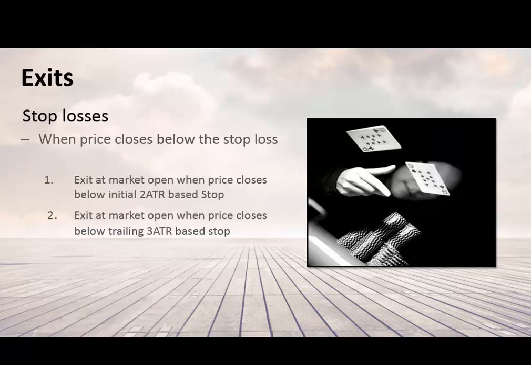So when we're setting our initial 2 ATR base stop, should the price move against us and close below that initial 2 ATR base stop, then that's the signal for us to exit at the market open of the next period. Whether that happens to be next Monday morning if it's a weekly chart, or the next morning if it's a daily chart. There should be no grey about that. It should be purely black and white.